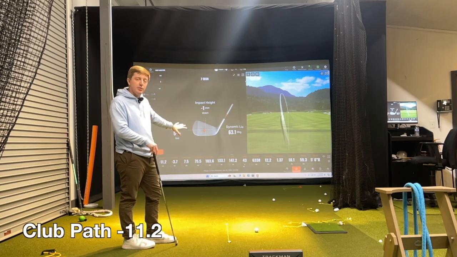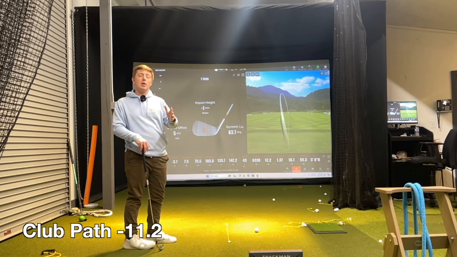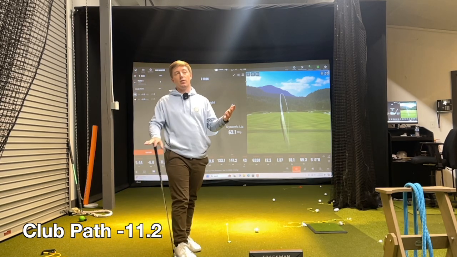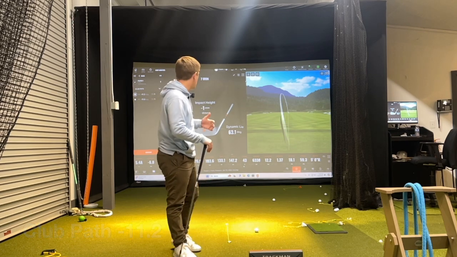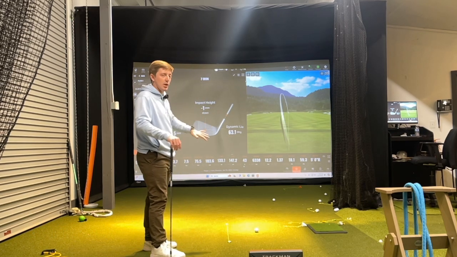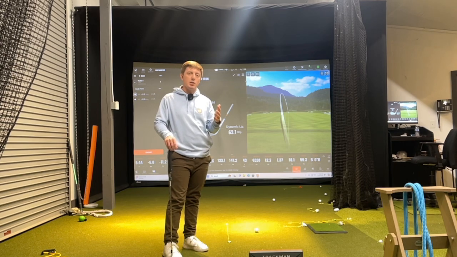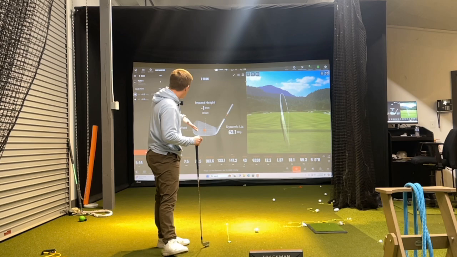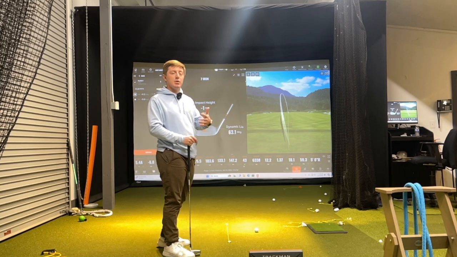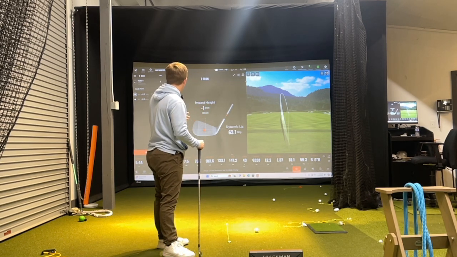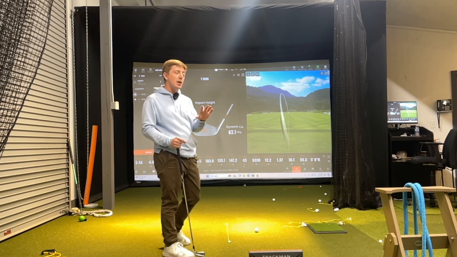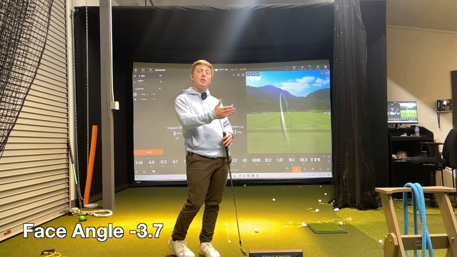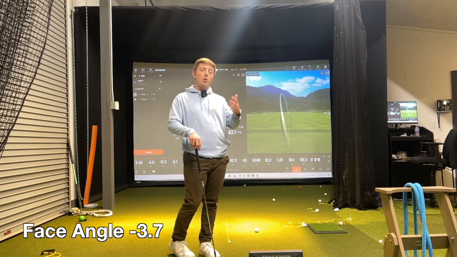My club path was traveling 11 degrees to the left. So negative 11 is what we're going to see on a lot of today's technology. All of them, I think, are going to say negative. So it's traveling negative 11 degrees to the left, which may not seem like a lot when I say degrees, but in golf that matters so much. And then the face angle here, the face is actually closed 3.7 degrees. So it's slightly closed to where our target is.